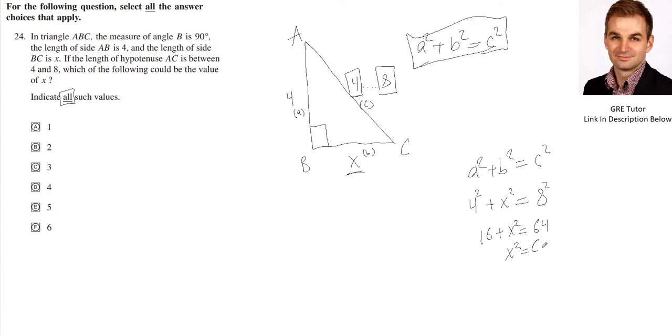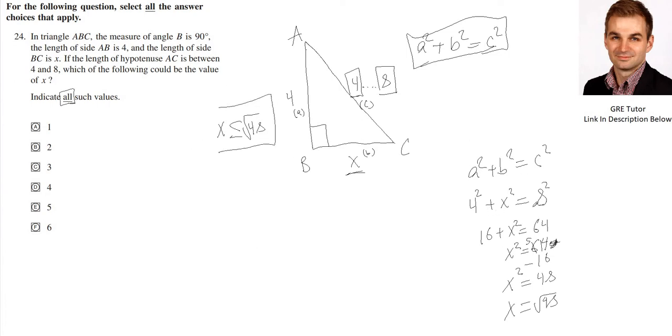x squared is equal to 64 minus 16, which is going to be, take the 5, put the 1 over, that's going to be 8. 5 minus 1 is 4, 48. x squared is 48. So x is going to be the square root of 48. Now this is the highest it can be, right? So x is going to be less than or equal to the square root of 48. Alright, so that's the first side of our range.